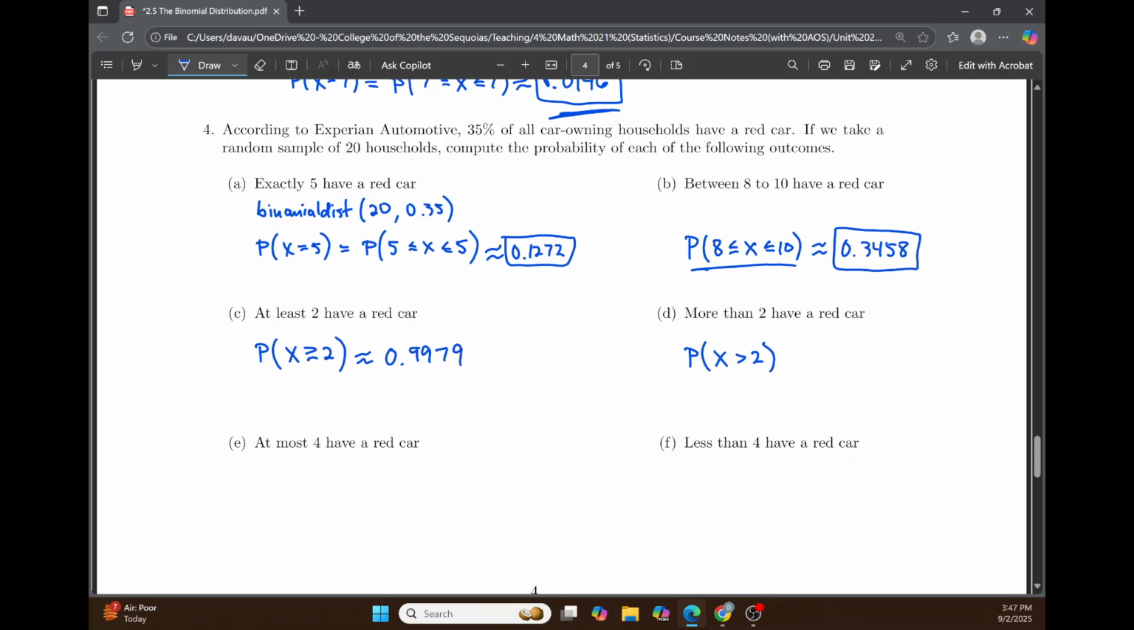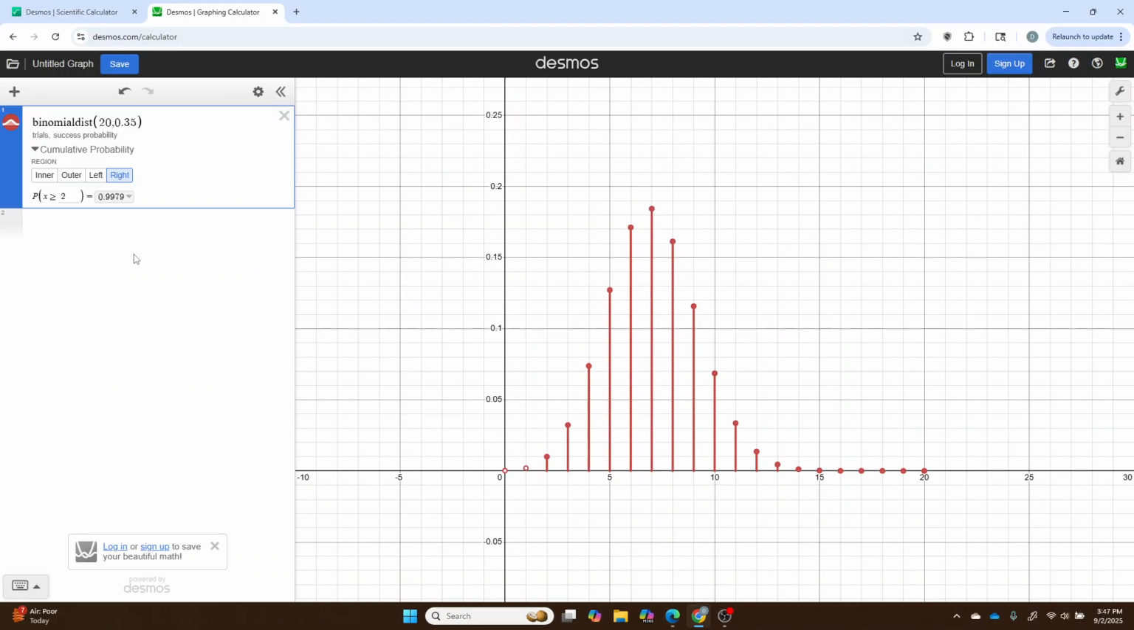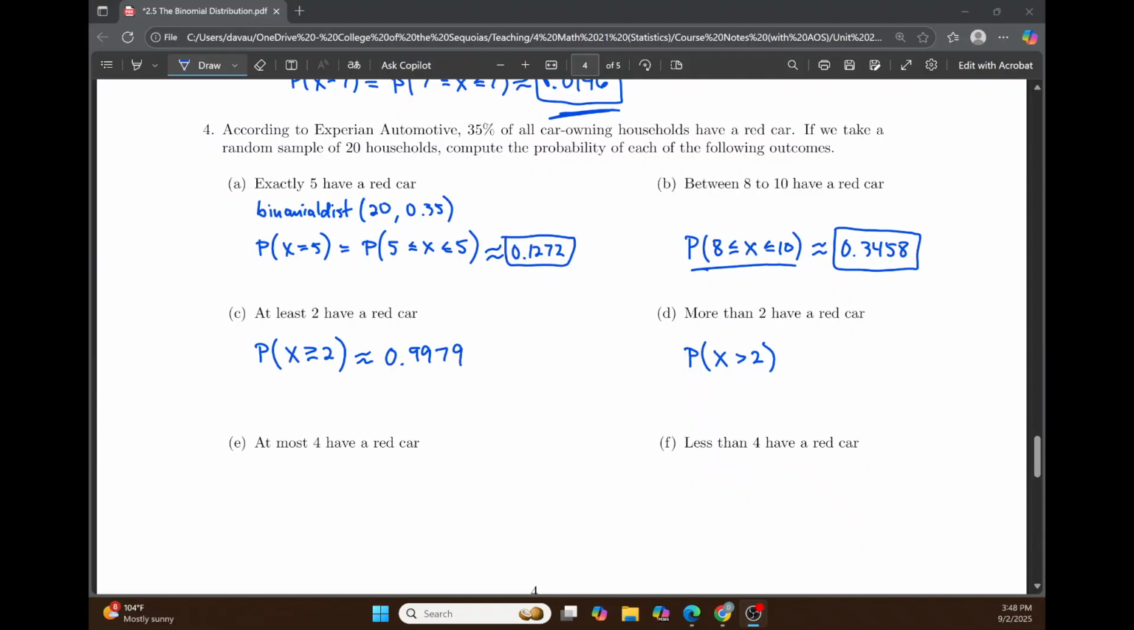But what we can say is this: if x has to be strictly more than 2, then that means at the minimum x would have to be 3. Okay? So if x is strictly greater than 2, then that means x could be 3 or 4 or 5, but it can't be 2 or 1 or 0, right? So the probability that x is greater than 2 is actually the same thing as the probability that x is greater than or equal to 3. And that's how we deal with those scenarios. So this would be 0.9879 approximately.